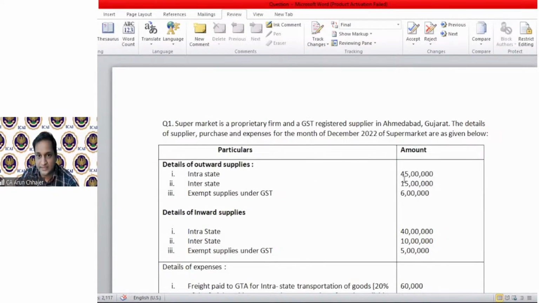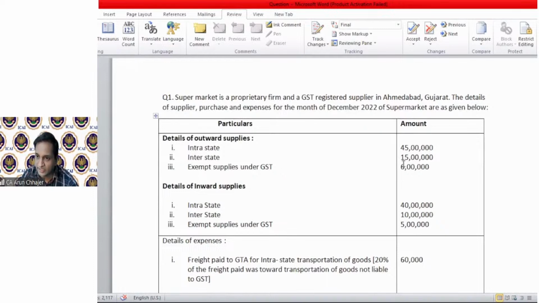Details of the outward supplies. Intrastate 45 lakh, interstate 15 lakh, and exempt supply 6 lakh. Here one thing is clear. If I say that there are two categories of the supply. In this case, there are two categories of the supply. Can you please tell me which provision I have to look into? In other words, if I have the outward supply taxable as well as exempt, which provision of the ITC would get attracted?